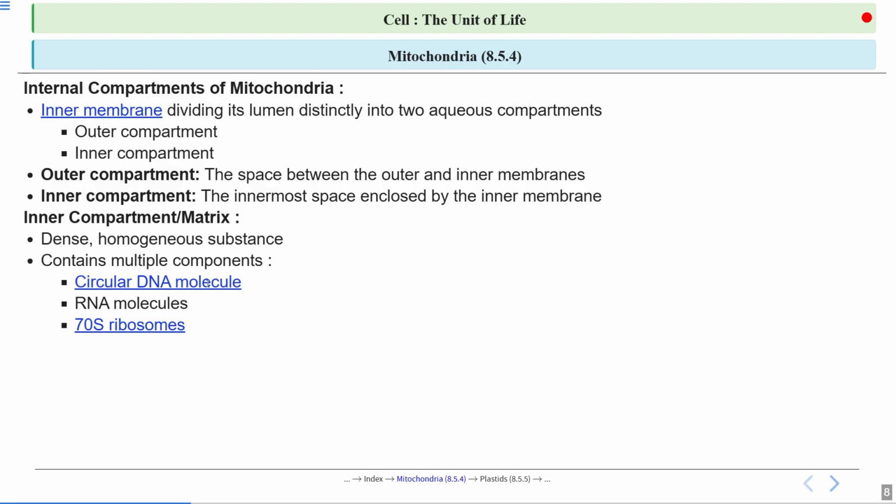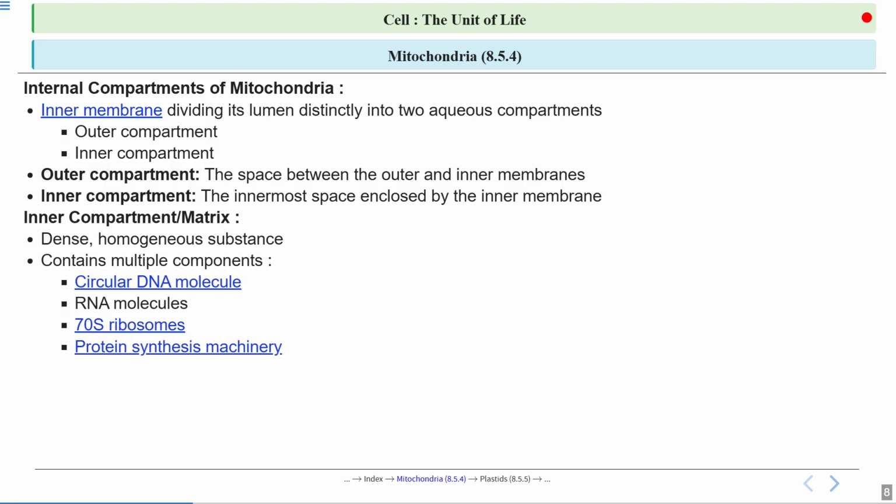It has a circular DNA molecule. And this bacteria, which was this bacteria? This was a prokaryote. So this is known as the endosymbiotic theory. You should read about the endosymbiotic theory. This will explain the origin of mitochondria as well as the origin of chloroplast.